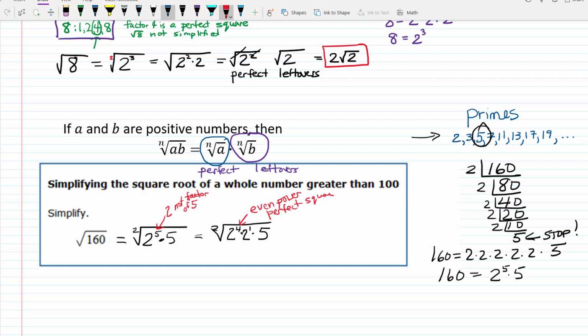So now I'm going to break apart my radical into the things that are perfect squares and the things that are my leftovers. So the perfect squares are things with even powers, like 2 to the 4th. And everything else, the 2 to the 1st, which I'm just going to write as a 2, and the 5 are leftovers. All right, now, do you remember how we take the square root of 2 to the 4th?